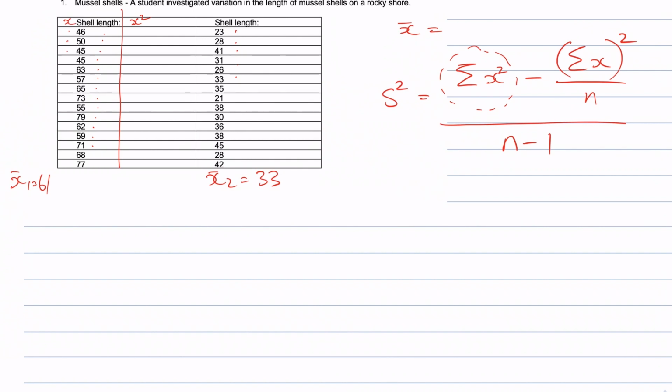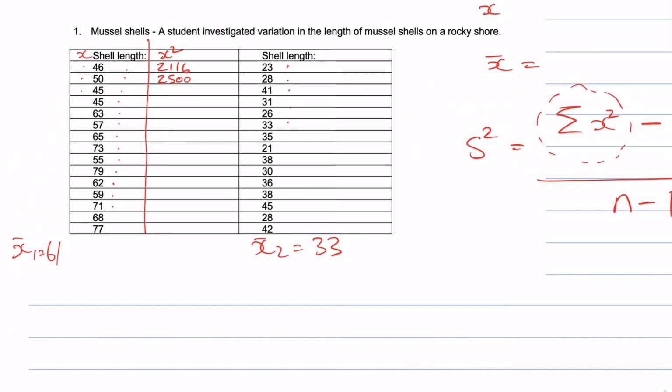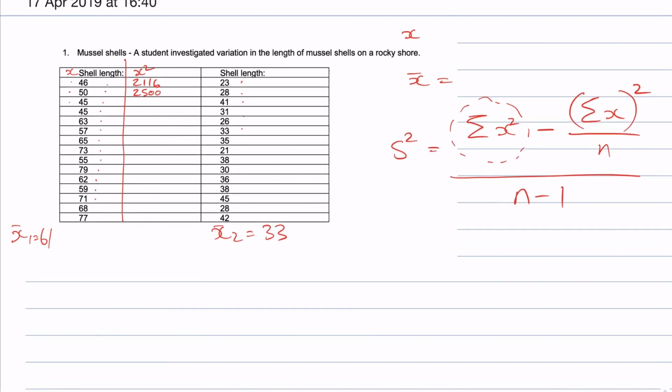46 squared is 2116. 50 squared is 2500. 45 squared is 2025. Well, let's get back together when I've done all the x squareds.